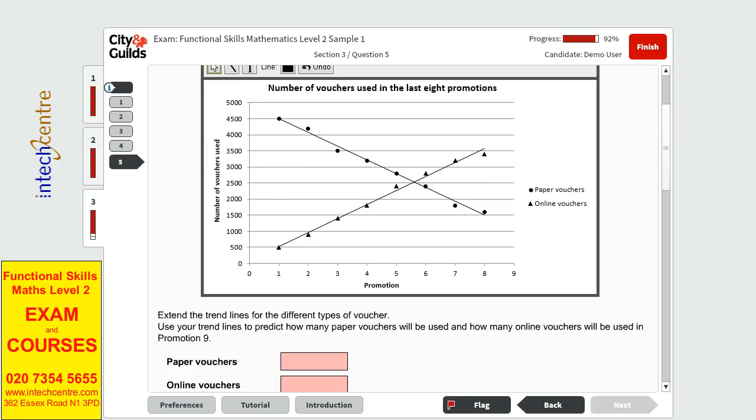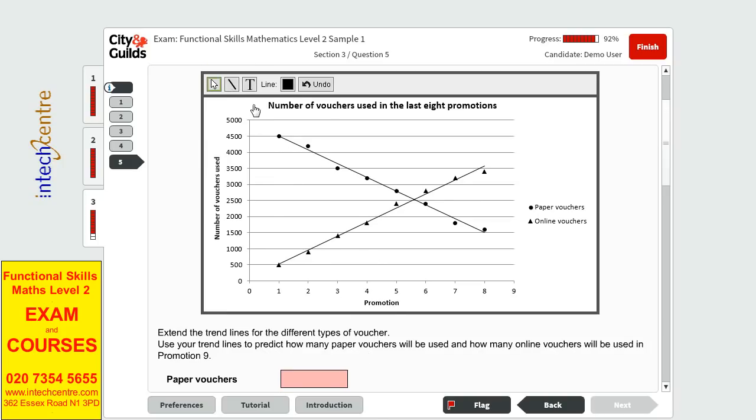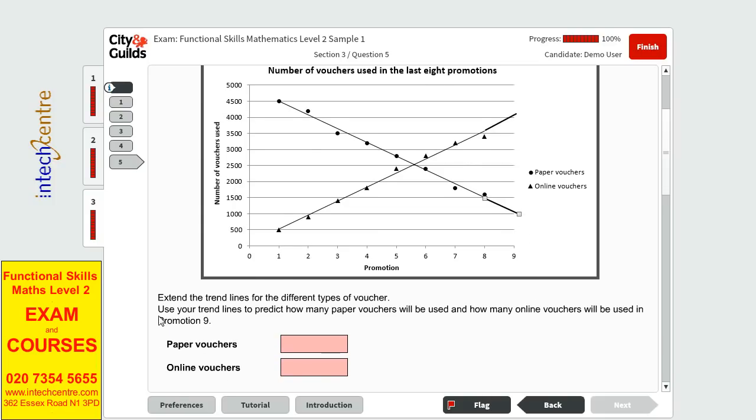So let's start by extending the trend lines. If we click on the line tool and we start here, we can continue it all the way up there, and then another line for paper vouchers. Make sure you practice this so that you don't struggle on the day of the exam with it.